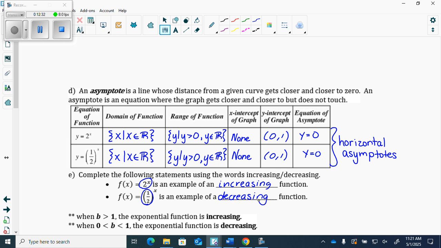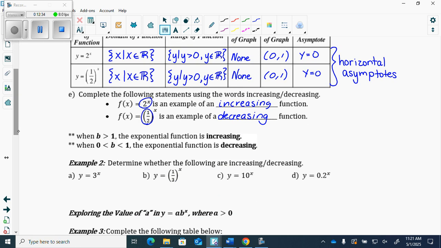So, little star, star, star. When b is greater than 1, the exponential function is increasing. When b is between 0 and 1, it's decreasing. I want you to tell me if these are increasing or decreasing. You can just write I and D for here because it's your notes.